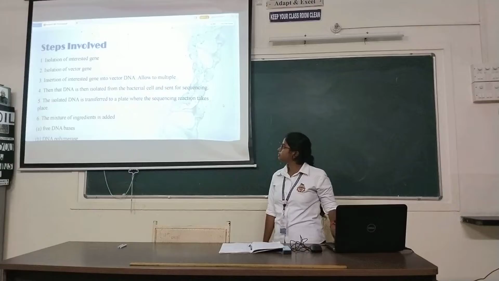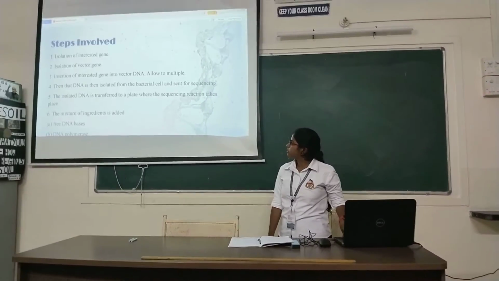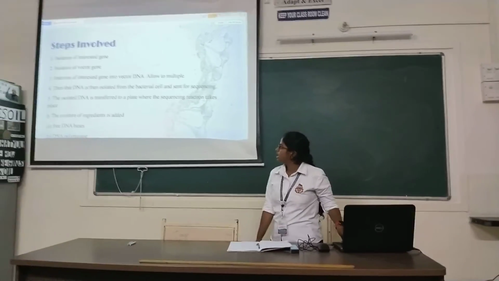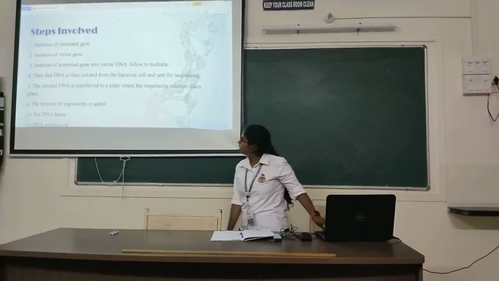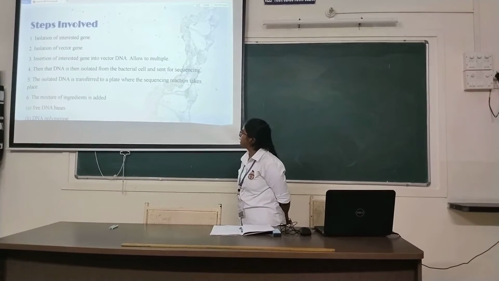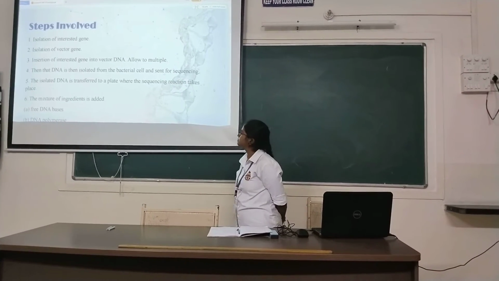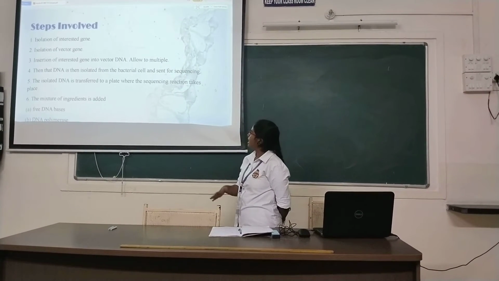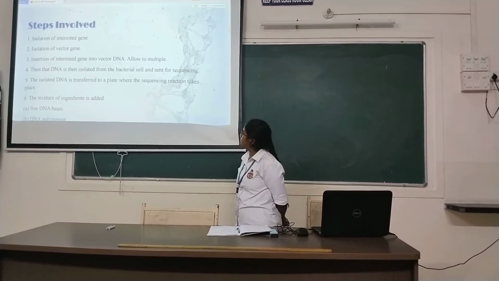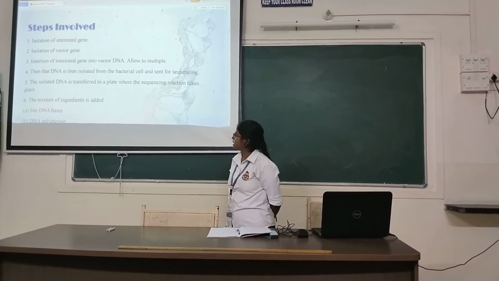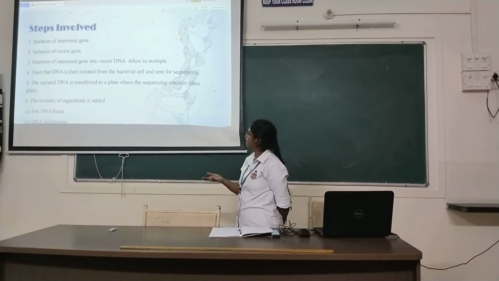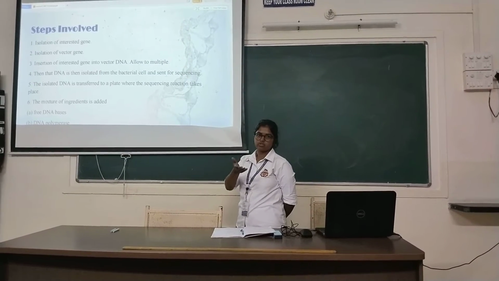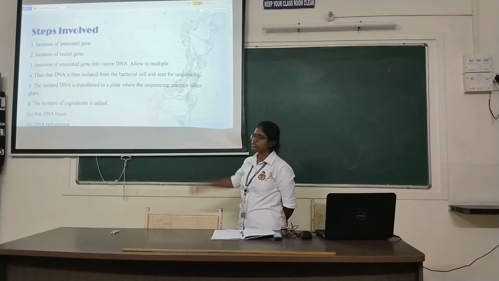Steps involved in this: isolation of the gene of interest, isolation of the vector, insertion of the gene of interest into the vector DNA and allowing it to multiply. Then the DNA is isolated from the bacterial cell and sent for sequencing. The isolated DNA is transferred to a plate where the sequencing reaction takes place. Plate is nothing but the test tube or some vessel used for running the reaction.